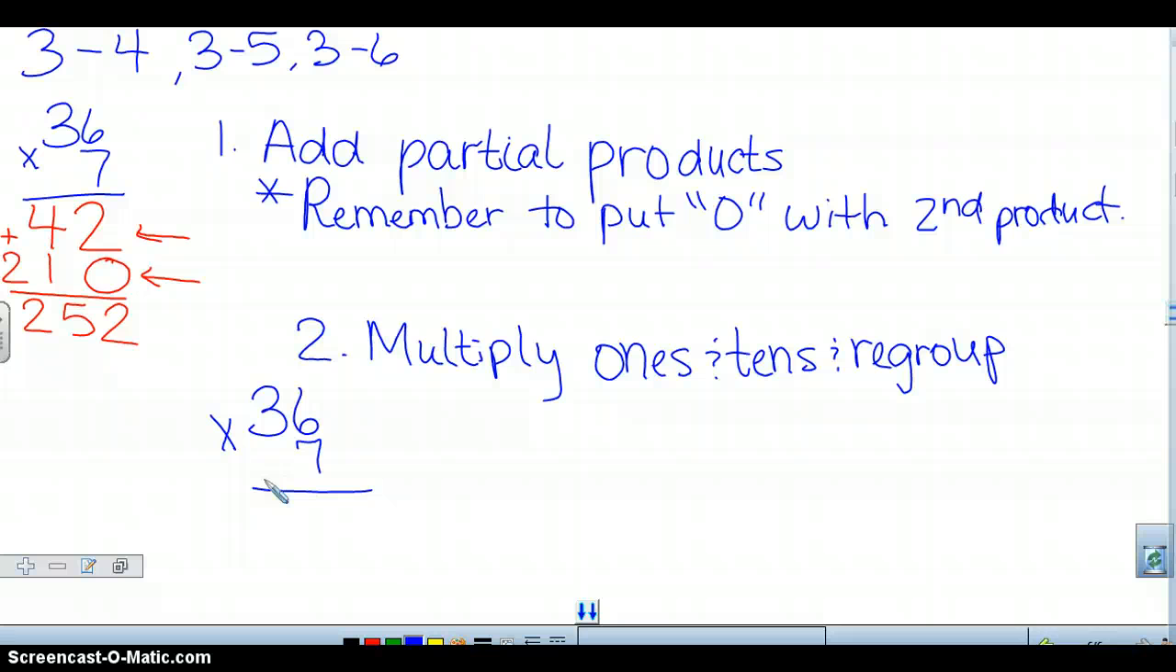Okay? Multiplying the ones and then the tens, we say 6 times 7 is 42. I put a 2. I carry my 4, so that's my regrouping. I know that 3 times 7 is 21 plus 4 is 25. Okay? Either way, same answer.